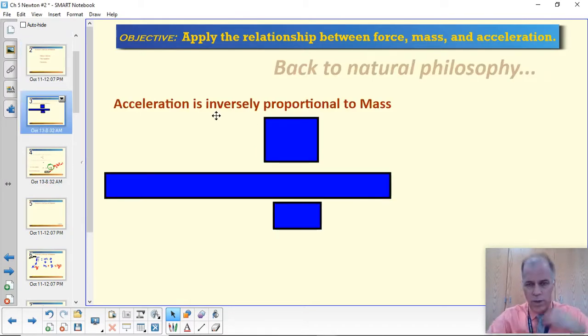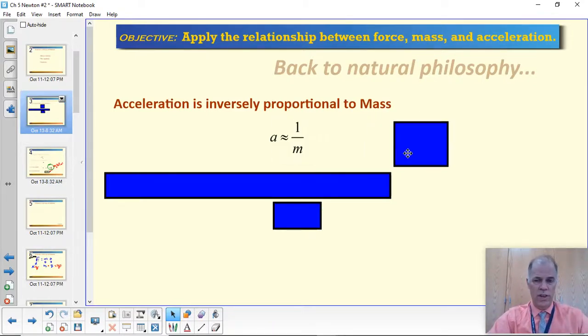Now, first off, what you discovered in the activity last time was that acceleration is inversely proportional to mass. What does that mean? It means that if you have a large mass and you apply a force to it, it's not going to accelerate very much. Whereas if you have a small mass and you apply the same force to it, it accelerates a lot. So this is the way it looks as an equation.